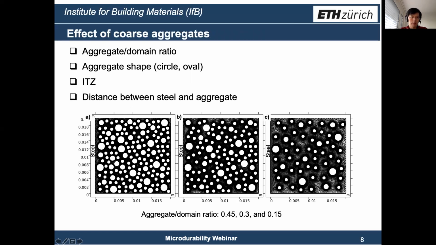Here, I just show one example of circle aggregate with three different aggregate domain ratios, 0.45, 0.3, and 0.15. So three aggregate sizes, 2, 1.5, and 1 millimeter are considered according to the full aggregate gradation.